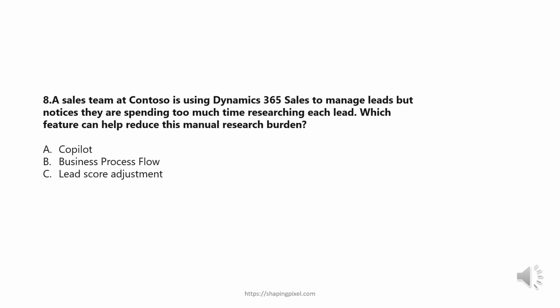8. A sales team at Contoso is using Dynamics 365 Sales to manage leads, but notices they are spending too much time researching each lead. Which feature can help reduce this manual research burden? Copilot, Business Process Flow, Lead Score Adjustment. Correct answer is option A.